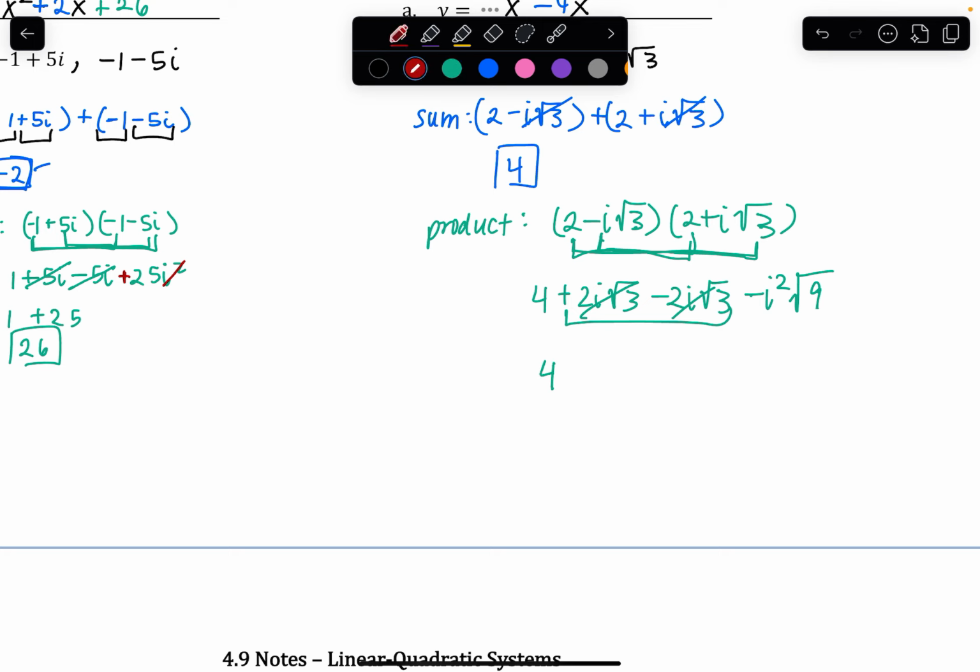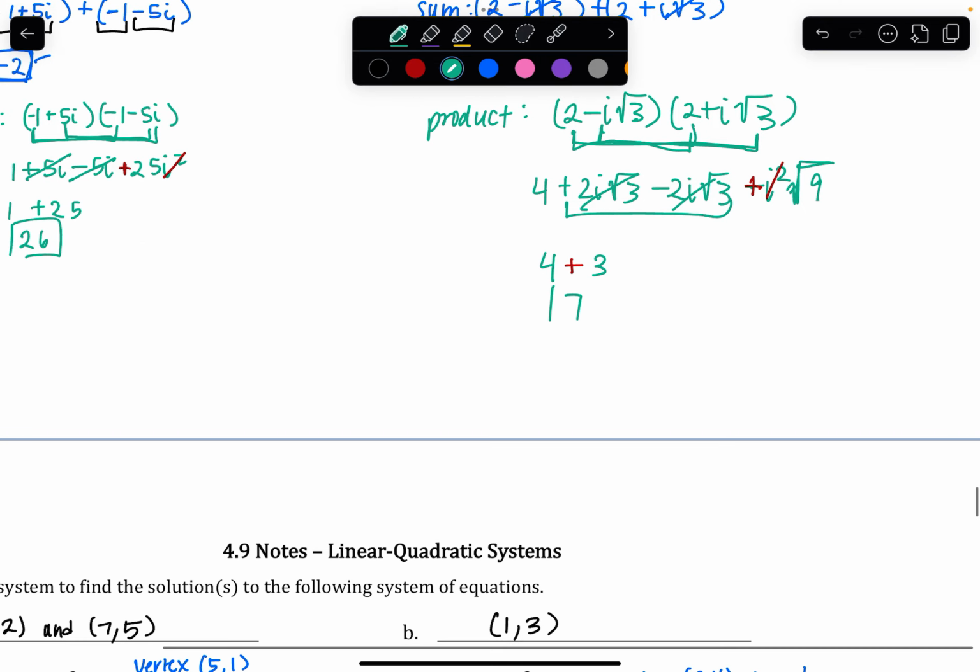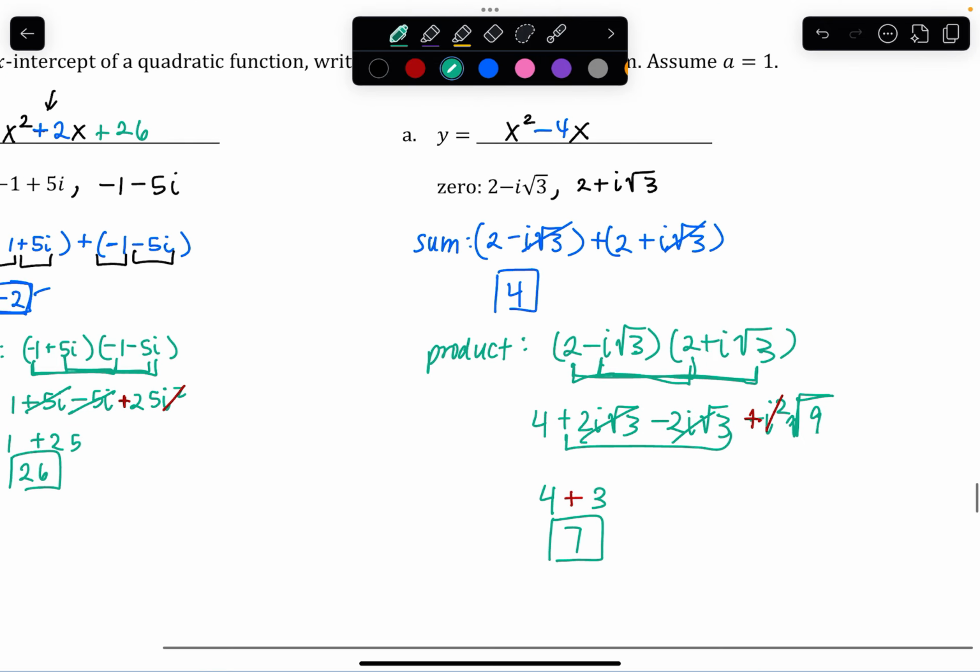i squared is the same as negative 1. So plus, and the square root of 9 is the same thing as 3. So 4 plus 3 is 7. And so the constant is 7.